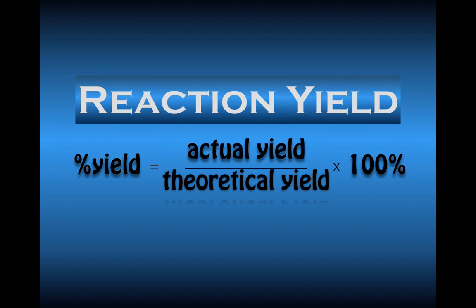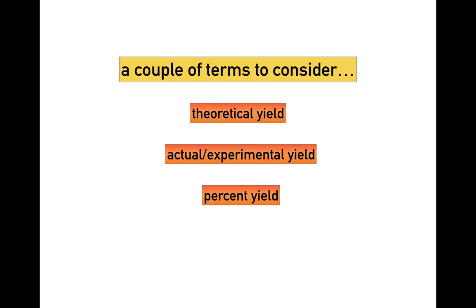Welcome to another video on chemistry, and in this video we're going to be discussing reaction yield. A couple of things to consider as we move along. These are the terms that we're going to be highlighting in this video. I'm going to be giving you the definition of them, and then we're going to apply those to an actual chemistry problem. So theoretical yield, actual experimental yield, and percent yield.